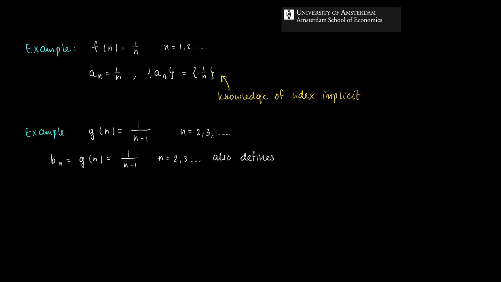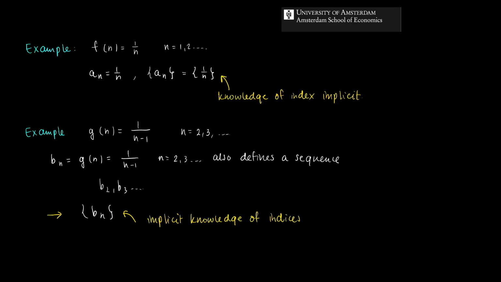We also will denote this as a sequence. It only has a different range of indices. Yeah, so b2, b3, etc. is also a sequence. Which can also be denoted by curly brackets bn, and we just implicitly assume that we know that the indices range from 2 until infinity.